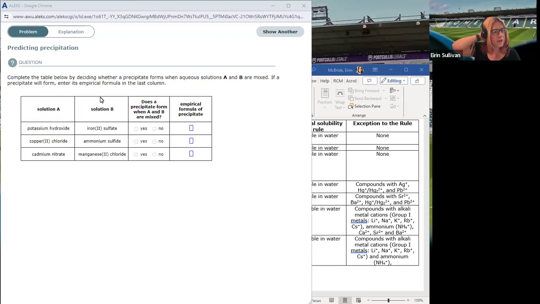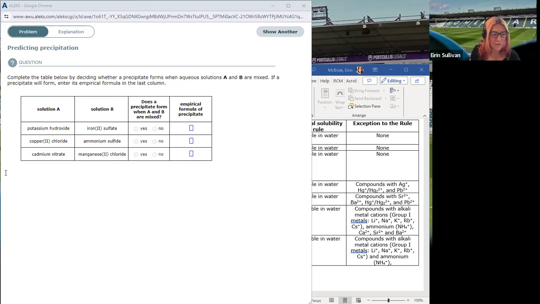To predict precipitation, basically what you want to be doing is looking at the cations and anions that are present in solution and just work out if any of them have an insoluble product. If there's an insoluble product, then that is going to come out as a solid, and the fancy word for that is precipitate.